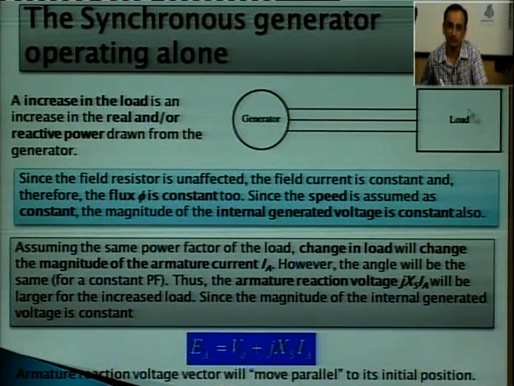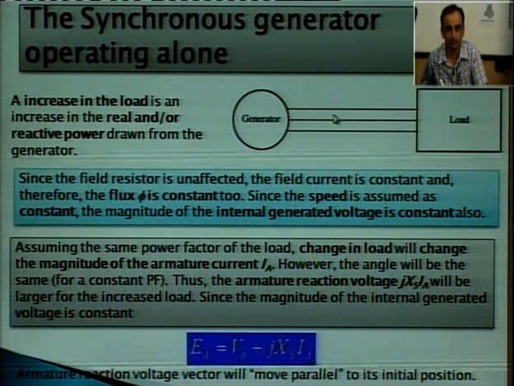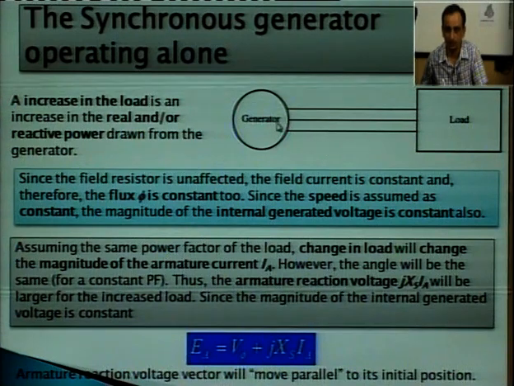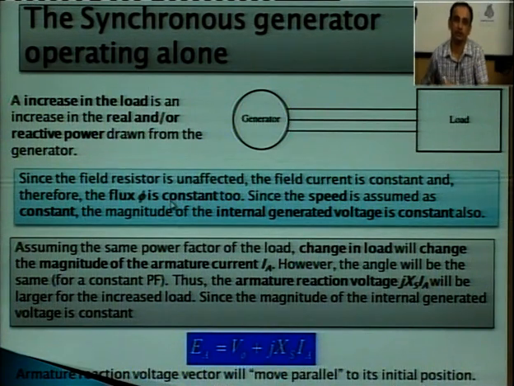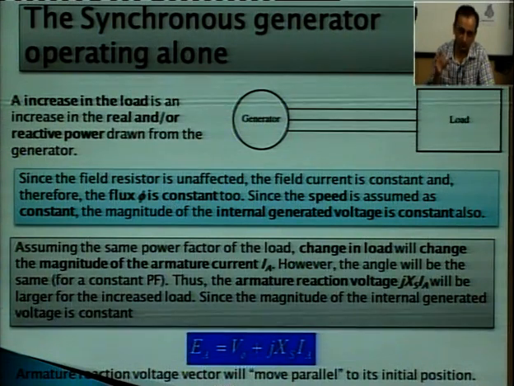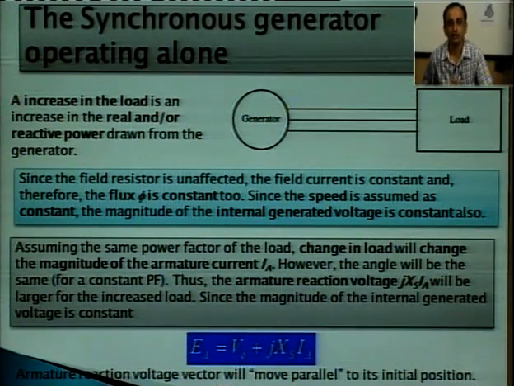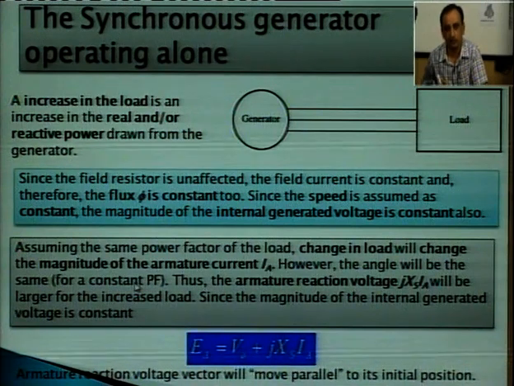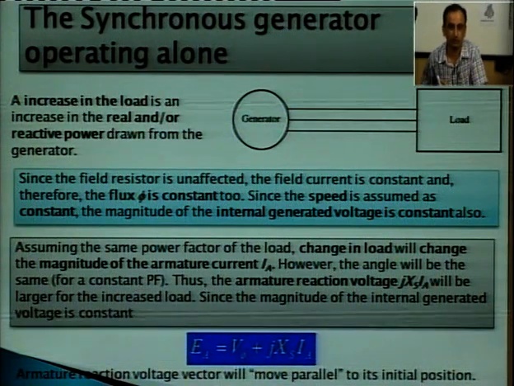So, as we increase this particular load, the power being drawn from the generator will increase. Since the windings are placed on the stator only, that will affect the stator, and the rotor will be unaffected. So, the field resistance is unaffected, field current is constant, so flux is not going to change. Similarly, the speed is also not going to change because it is not affecting the rotor part. So, we say that the internal voltage that is generated is constant, and we assume the power factor to be constant, let us say it is feeding a particular load which has a constant power factor.